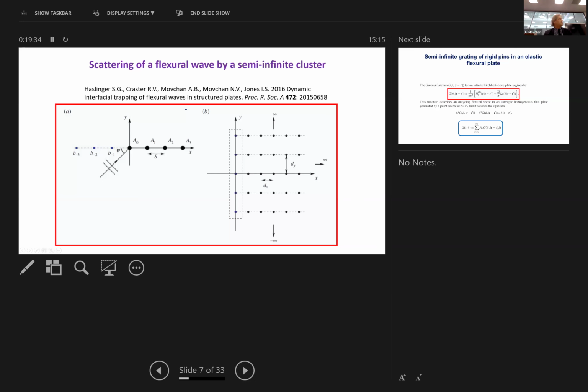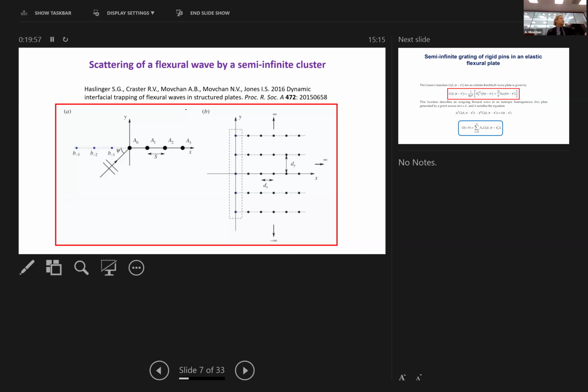Yeah, here we go. Now, what I want is to send a wave. Here there are two pictures. One is when I have just a semi-infinite grating, and here when I have a semi-infinite half plane.